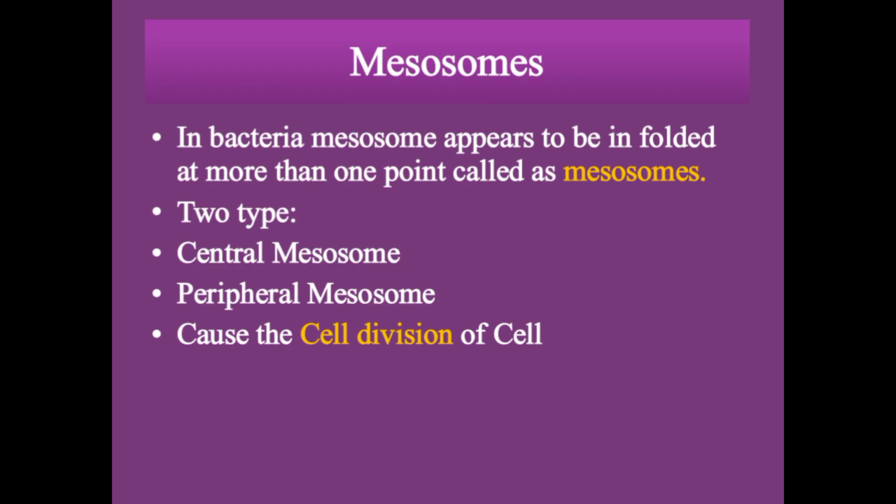Next one is mesosomes. In bacteria, depending on growth conditions, the membrane appears to be enfolded at more than one point, forming infoldings called mesosomes. Mesosomes are of two types: central mesosomes and peripheral mesosomes. Central mesosomes are located near the middle of the cell. Peripheral mesosomes are not restricted to the middle of the cell. It forms a cross wall during cell division, and causes the division of the cell.